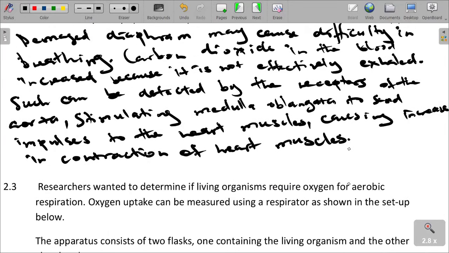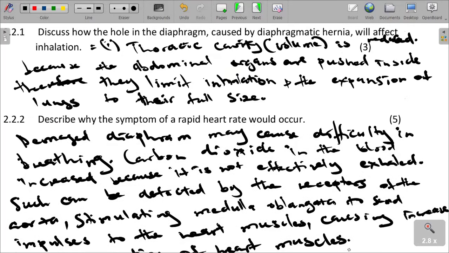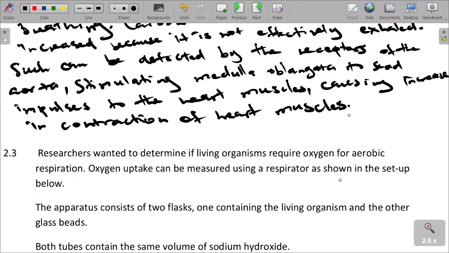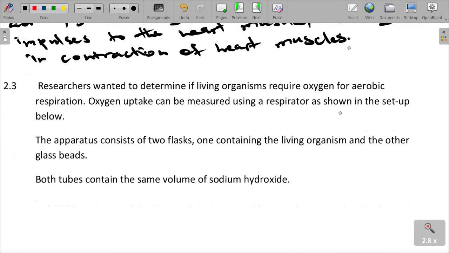So the damaging of the diaphragm is causing the breathing problems. It is affecting the gaseous exchange, which would cause the stimulation of the medulla oblongata to communicate impulses to the heart muscles, which increases the contraction of the heart muscles that would cause this rapid heart rate in order to balance the gaseous exchange that we are talking about.